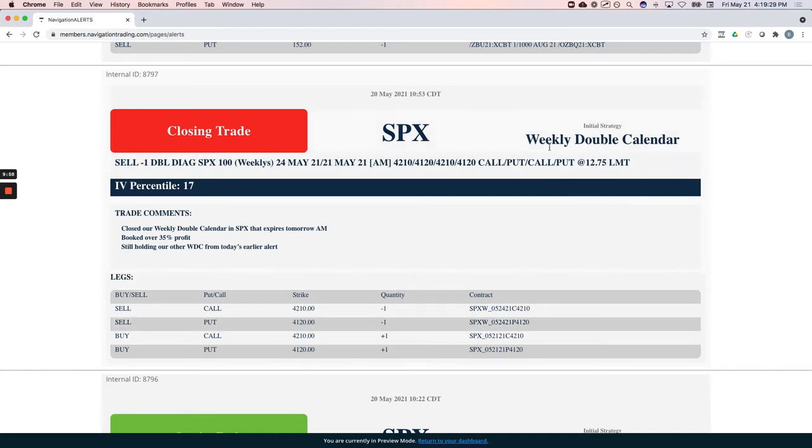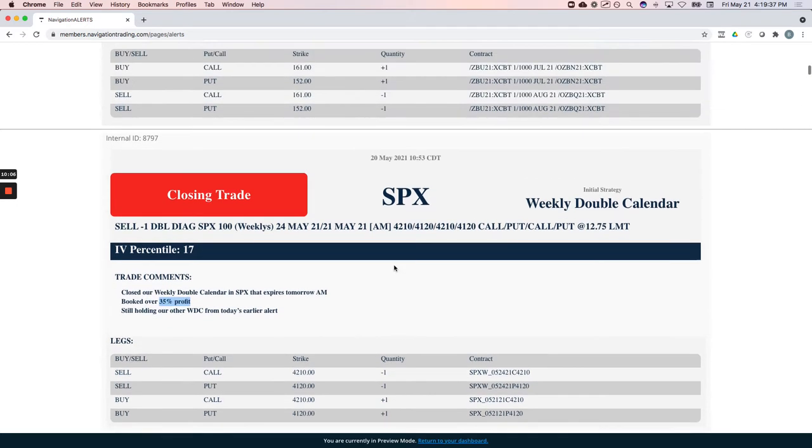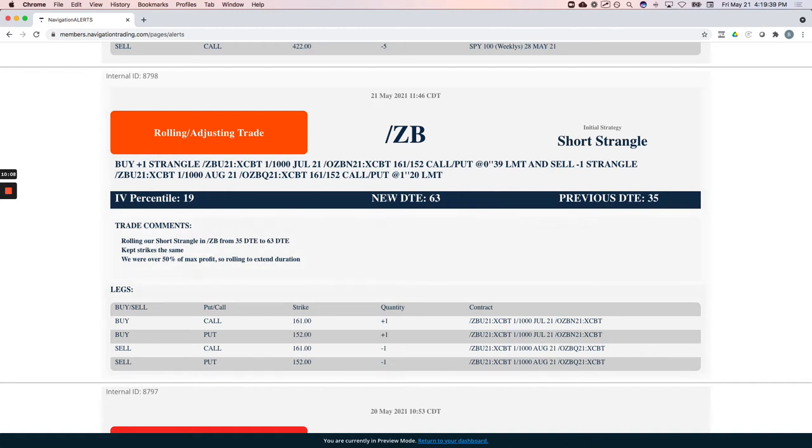SPX closing trade. So here is our other weekly double calendar that we had that expired this week. This one booked over 35% profit. So nice trade there.